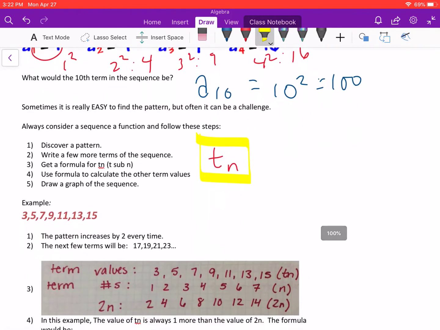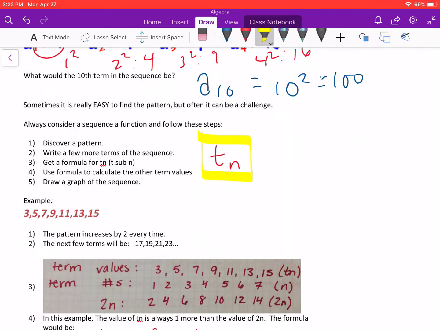So this is writing it out long ways. You may not need to do this. Many times this comes very easy and you won't need to write out all of this step. But for our first one, I will show you. So you write out the term values, and that's your T sub n. And then I assign a number to each of those values. So 3, 5, 7, 9, those are 1, 2, 3, and 4, and that's our n.